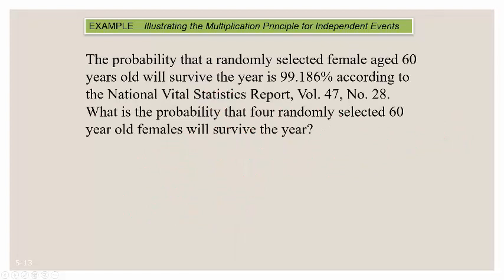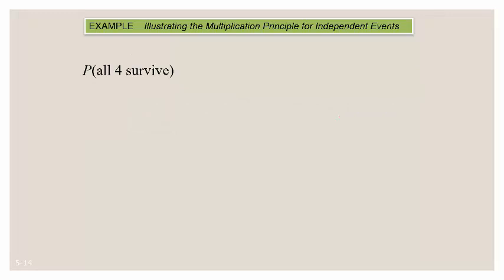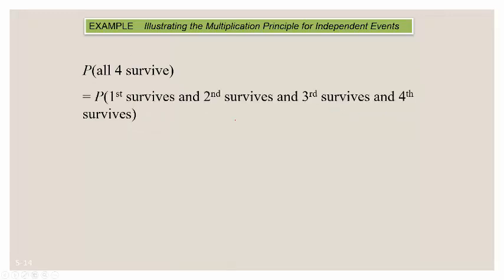All right, let's try this one. The probability that a randomly selected female age 60 years old will survive the year is 0.99186. Okay, so we did 2 before, so what is the probability that 4 now survive the year? Well, I want to find the probability all 4 survive. Just like with the coin flip, it's the first survives, and the second survives, and the third survives, and the fourth survives, right? Because if I want all 4 to survive, they all need to survive.